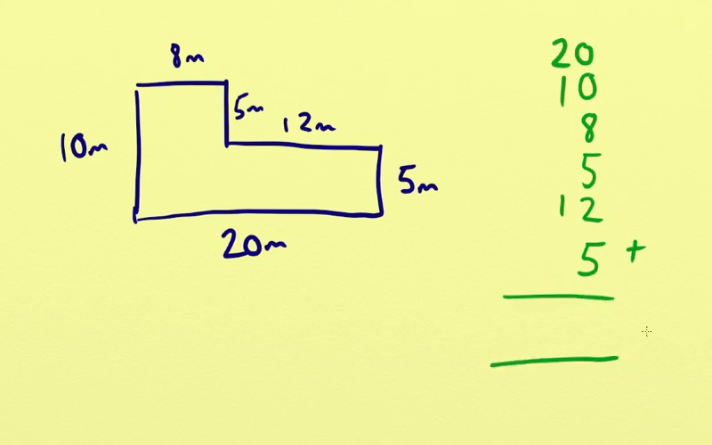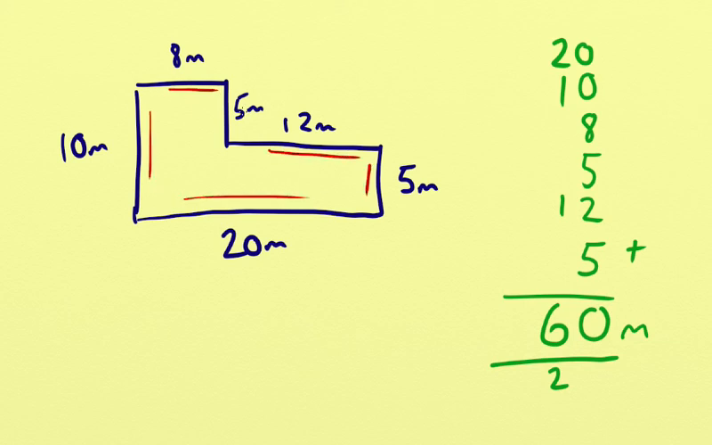We're going to do an addition to add up all these. So we've got 8 add 2, that's 10. And we've got 5 add 5, that makes it 20. So we're going to put the 0 in and carry the 2. And then we've got 2, 3, 4, 5, 6 just there, which makes that 60 meters all the way around the outside edge of that garden. And it's as simple as that. We're adding up the length around the outside edge of a shape.